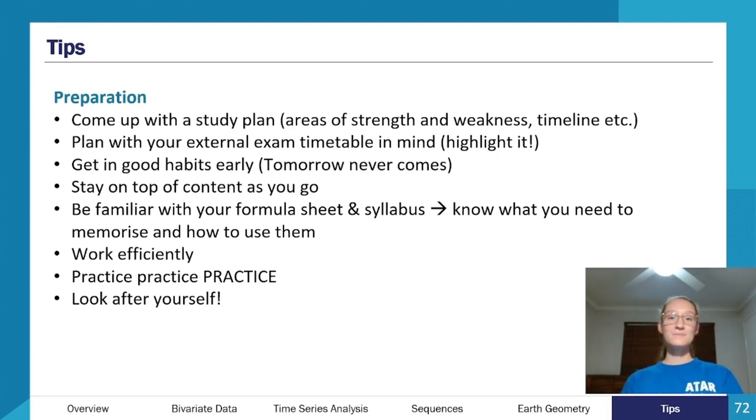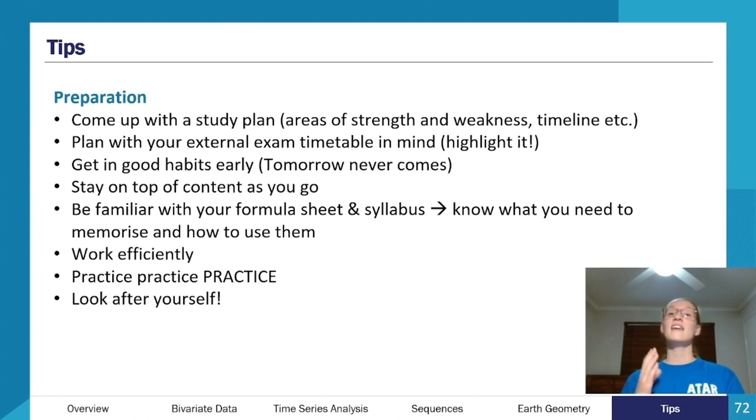So for preparation, a few of my quick tips: come up with a study plan. For some people that involves a list of strengths and weaknesses. It might involve a bit of a timeline. It might involve thinking about when your external exams are, which is a bit closer to the date once you know when your externals are going to be.